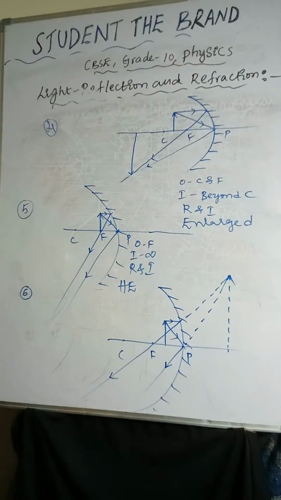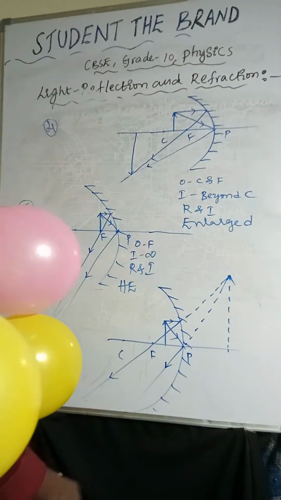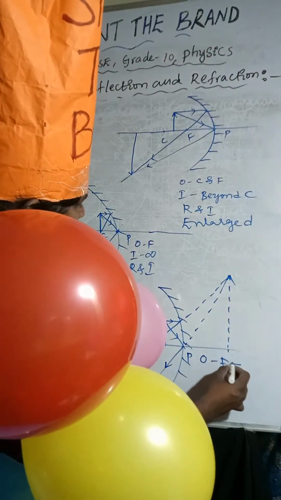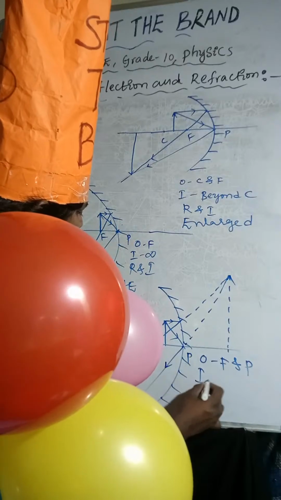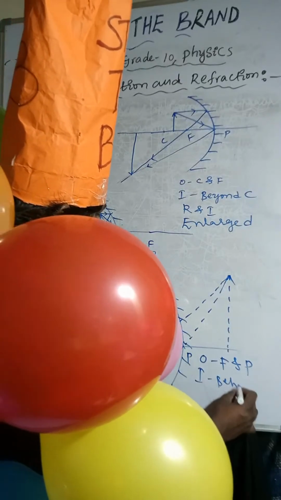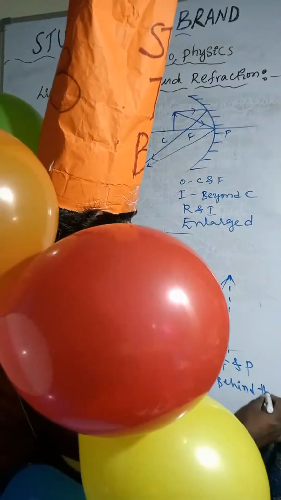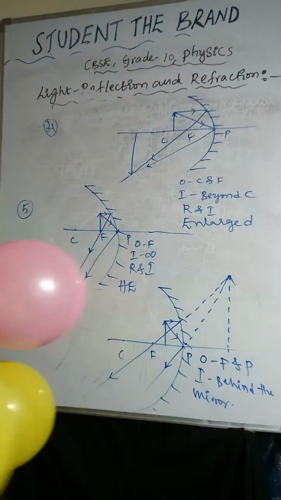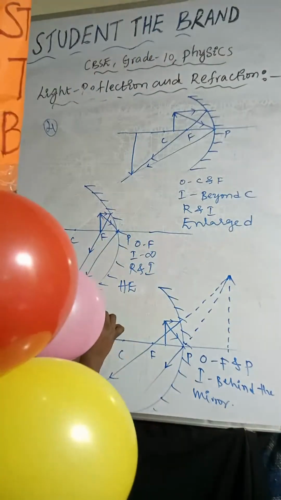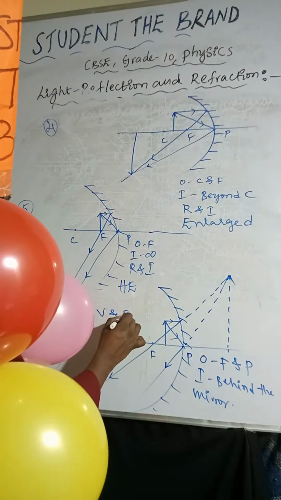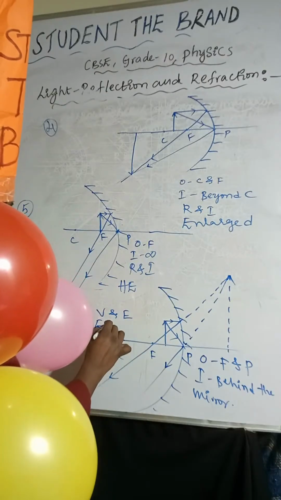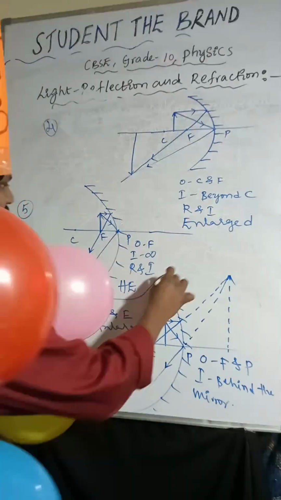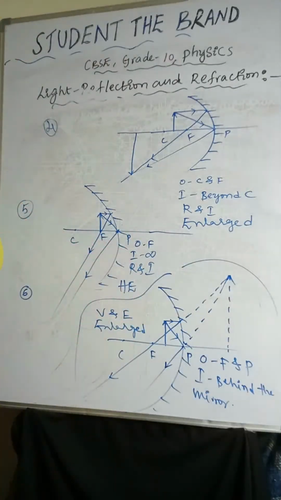Object is placed between F and P. Image is forming behind the mirror. Nature of the image is virtual, erect, and enlarged. Okay, now check once here.